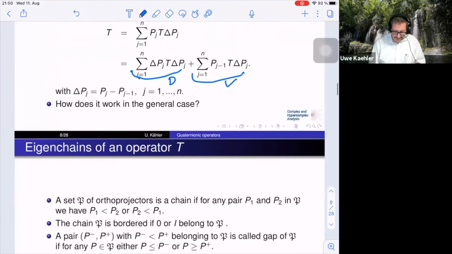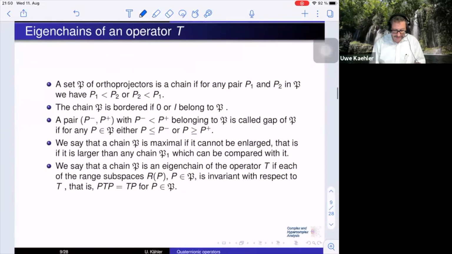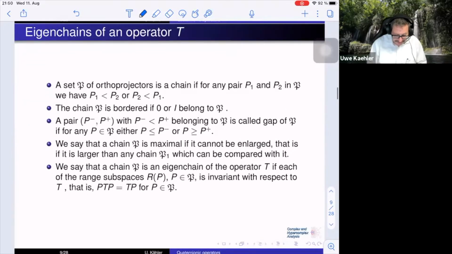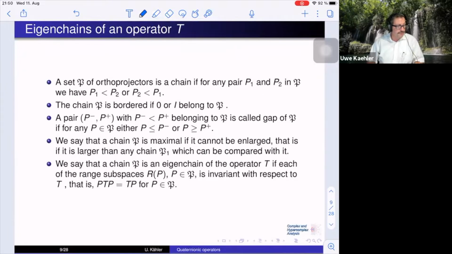Well, for that one, we introduce eigenchains. Whoever is familiar with it can just skip this. For the others, think of it this way: you take a set of orthogonal projectors and consider it as a chain if, for any pair inside, you can decide which one is bigger, meaning the image of one is contained in the other. We call the chain bordered if 0 or I belong to P.